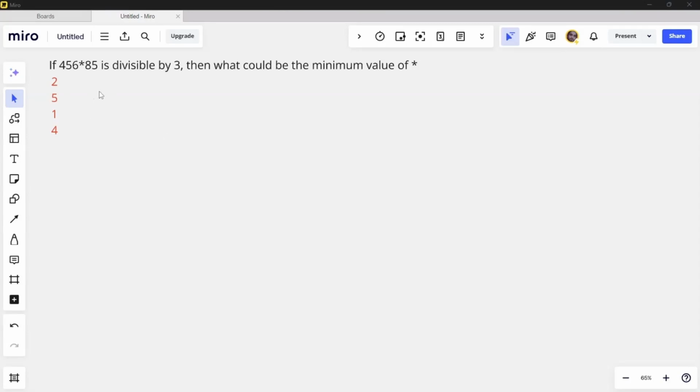So as you can see, this is our question. If 456 star 85 is divisible by 3, then what could be the minimum value of star?